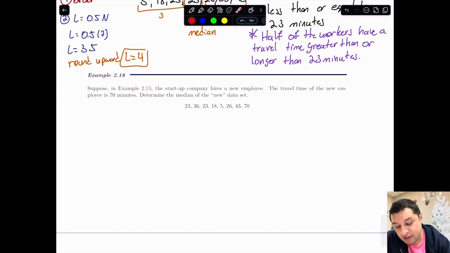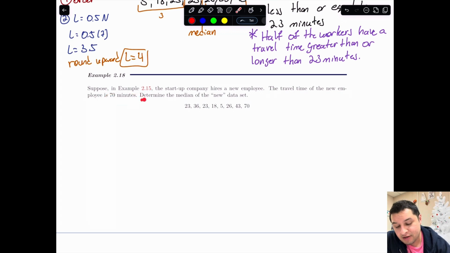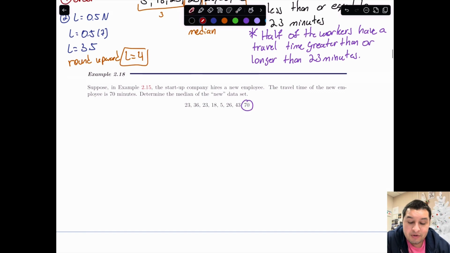So suppose in example 2.5, the startup company hires a new employee. So we get a new person. The travel time of the new employee is now 70 minutes. It's a whole hour and 10 minutes. Man, that's crazy. Determine the median of this new data set. So now what happened is we just added a whole other number here. So we're still going to do exactly what we just did before.